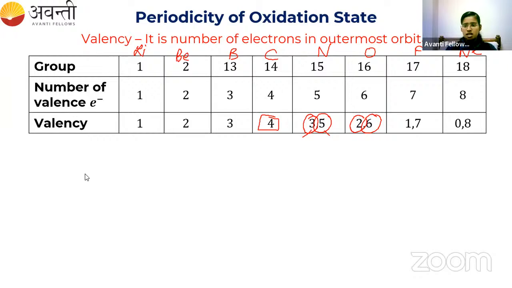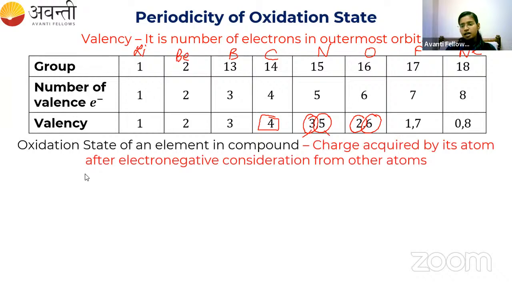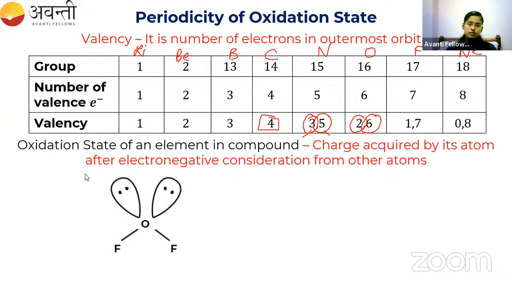Now, what is oxidation state? The charge acquired by an atom after electronegativity consideration from the other atom is called the oxidation state. Let me take one example so that you will understand. I'll take the OF2 compound. Here I have two atoms of fluorine and one atom of oxygen, and two bonds. Oxygen has 6 valence electrons. 2 electrons have been used for bonding and the remaining 4 are present as 2 lone pairs.